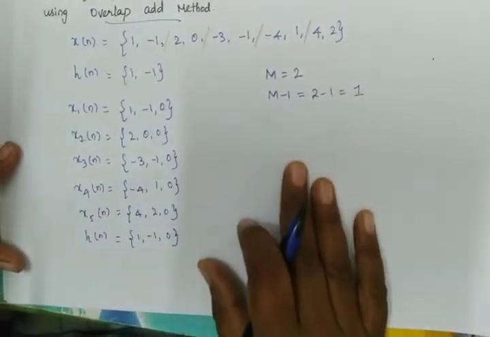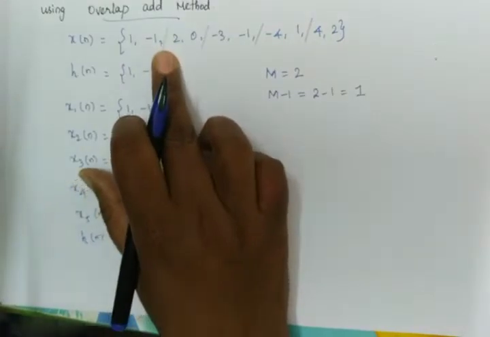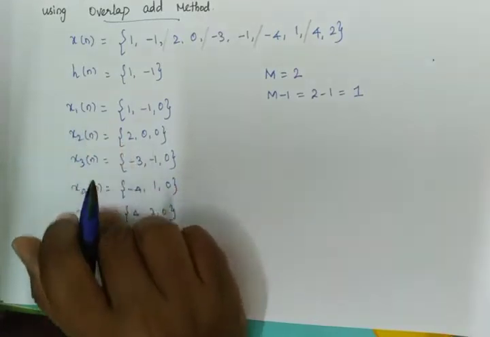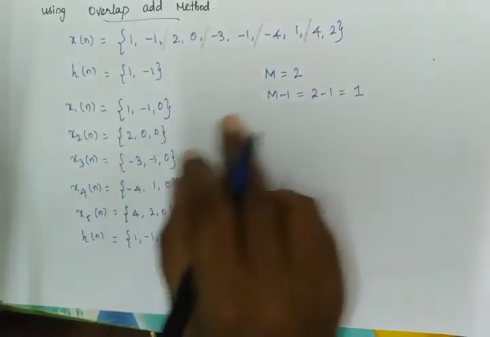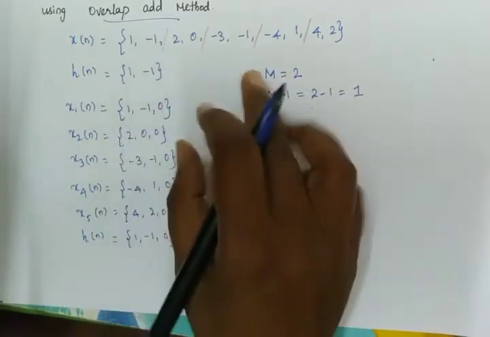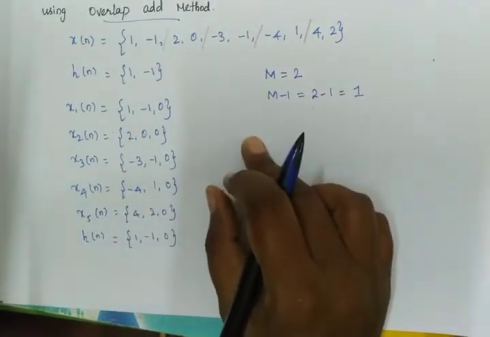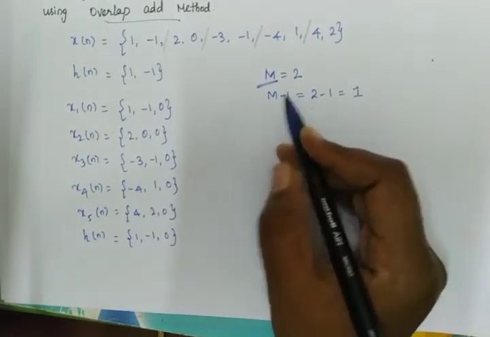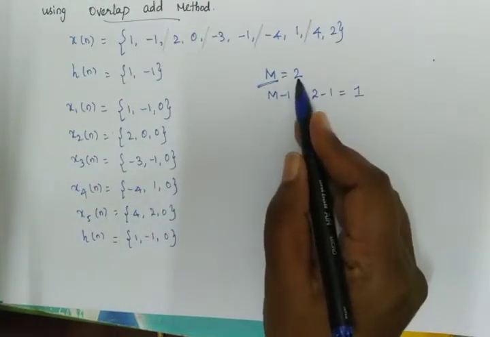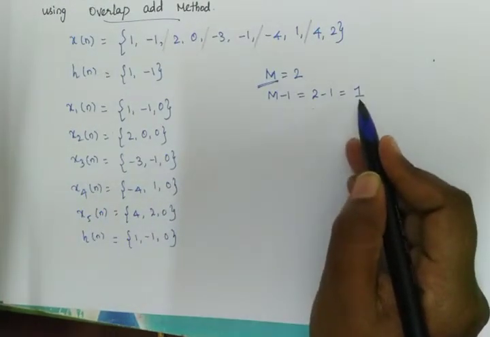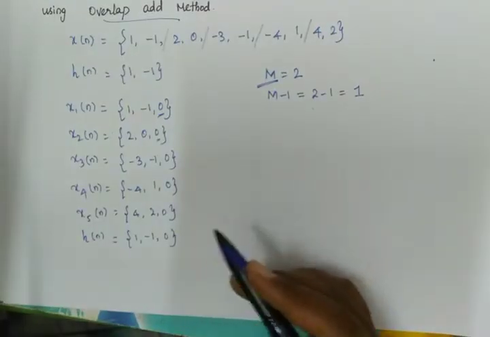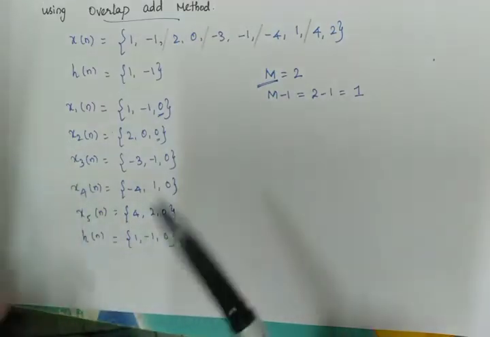What we have done is split the sequence into smaller elements. Then we have written x1 of n, x2 of n, but before writing this, we have to append a number of zeros at the end. How can we add the zeros? By using m minus 1. What is this m? m is the length of the impulse response. Here we have only 2 values, so m is 2, and m minus 1 is 2 minus 1, so 1. So we have to add 1 zero to all the elements. After adding this, we have to perform the convolution, that is by using circular convolution.